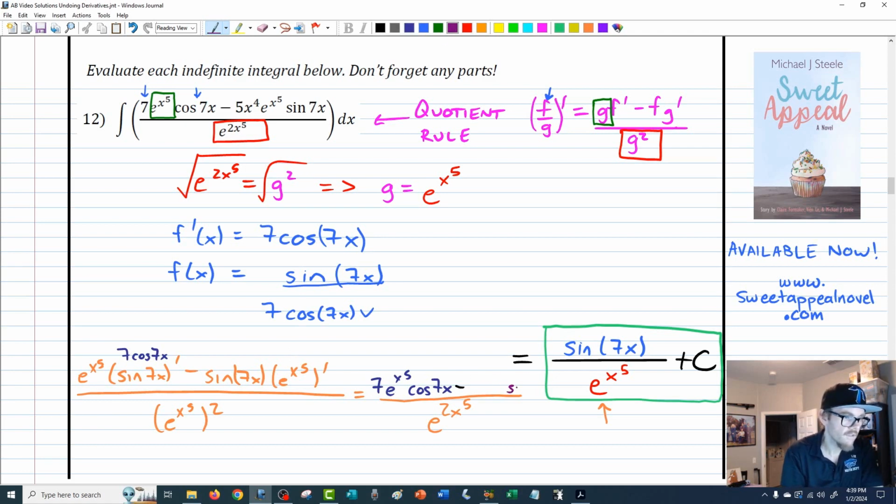Well, the sine of 7x is going to stick around. The e to the x to the fifth will be e to the x to the fifth, all times the derivative of x to the fifth, which is 5x to the fourth. And, well, that's exactly what we had up there.